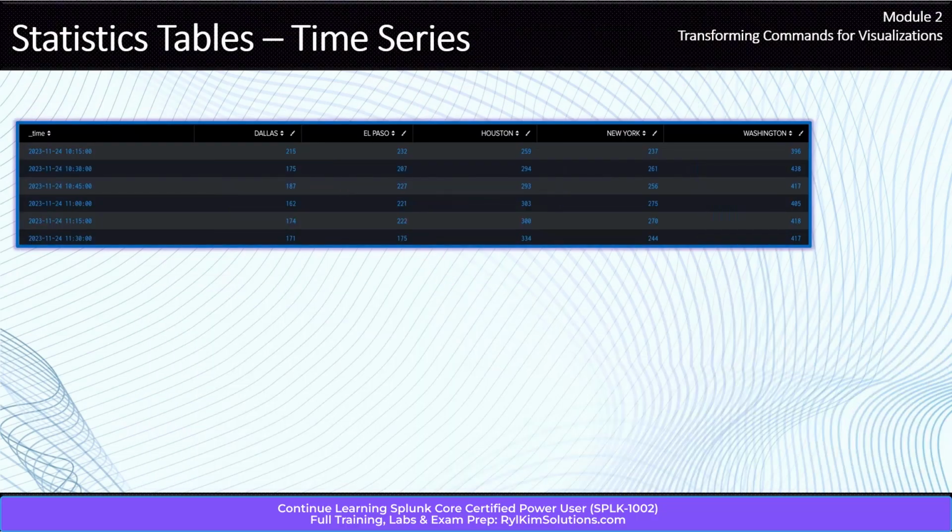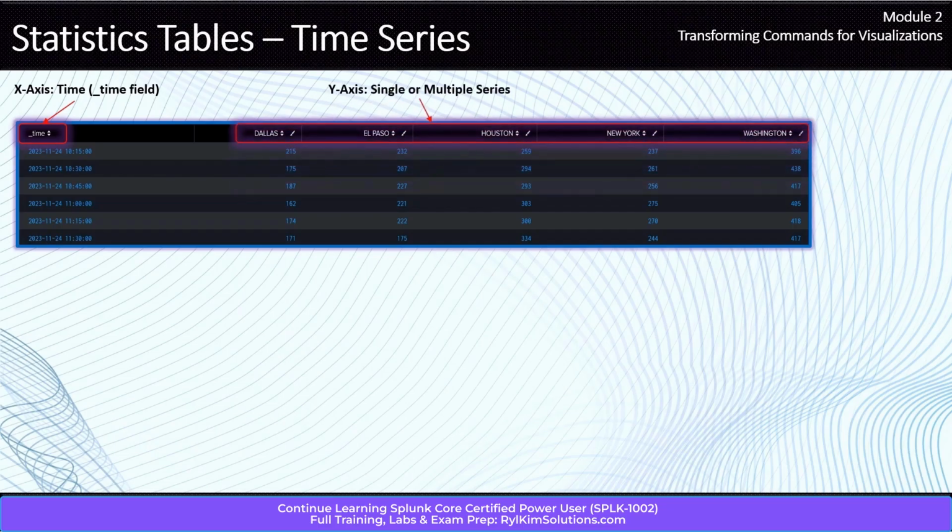So what about the time series statistics table? As we said, for the time series statistics table, your x-axis is always going to be the time field. Now, on the y-axis, you can have single or multi-series. On the y-axis, you may just have one column, and if you have one column, this reduces down to a single series statistics table. If you have multiple columns, as we have in our case here, then this is going to look like a multi-series statistics table. But note again, the most important thing is that with the time series statistics table, the x-axis is always the time.